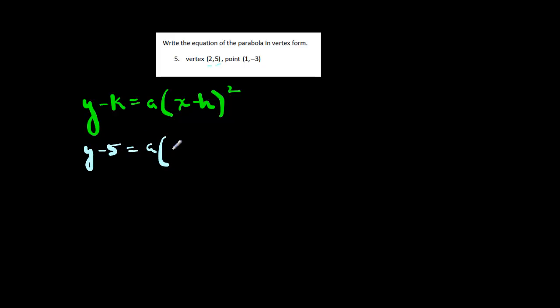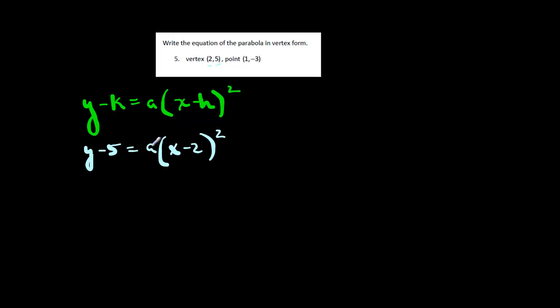All right, number 5. Write this equation of the parabola in vertex form. So we're going to start with vertex form: y minus k equals a times (x minus h) squared. And we're going to drop h and k into our equation. So y minus 5 equals a times (x minus 2) squared.